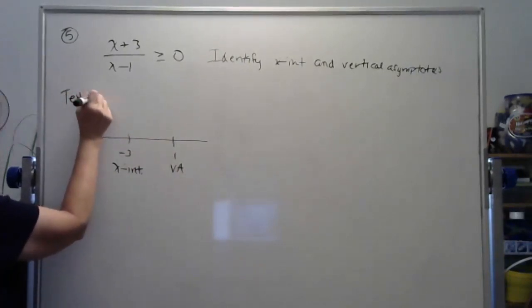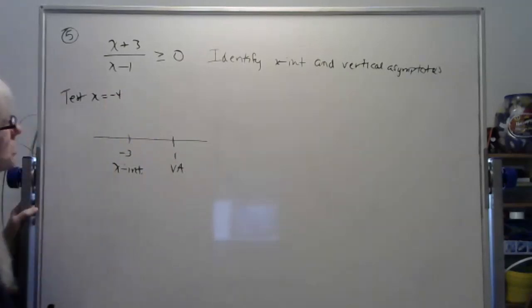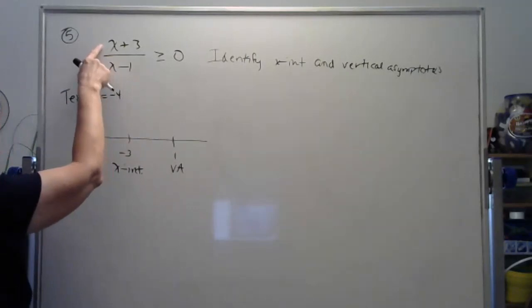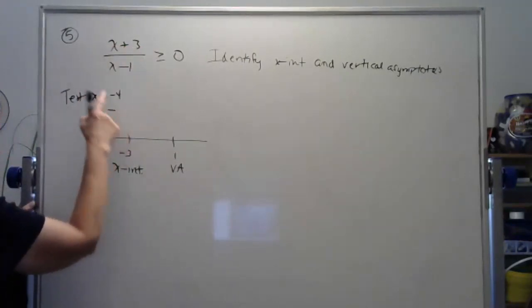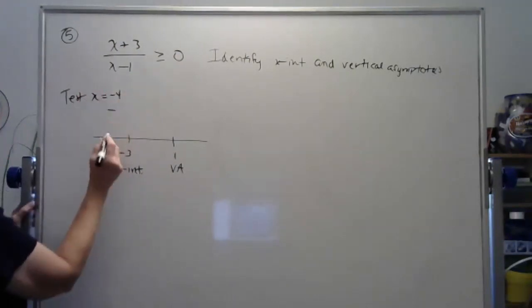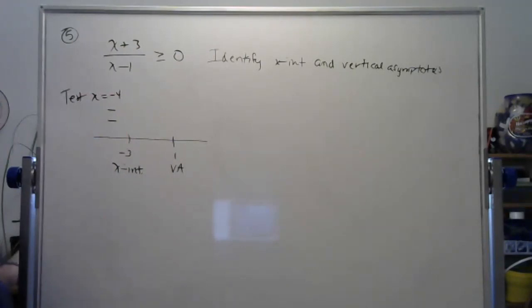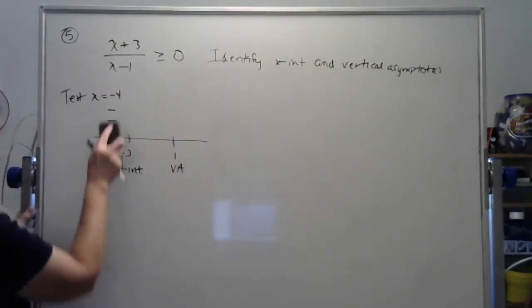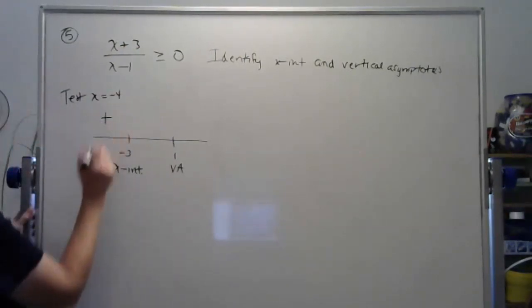So we're going to test by letting x equal what? -4? And you can pretty much verbally walk this through. If you put a -4 in the numerator, you're going to get -4 plus 3. That's a negative. If you put -4 into the denominator, won't you get another negative? And what's a negative divided by a negative? Positive. Yep. So we know that in this region, we're going to get a positive.